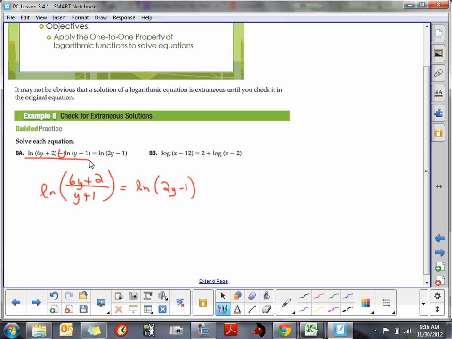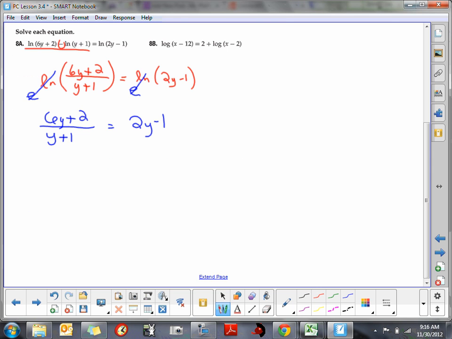To undo a natural logarithm, the inverse of a natural logarithm is to exponentiate both sides to a base e. Exponentiating a natural logarithm is an inverse, so we reduce that. So you got 6y plus 2 all over y plus 1 would have to equal 2y minus 1. And then we start simplifying this equation.